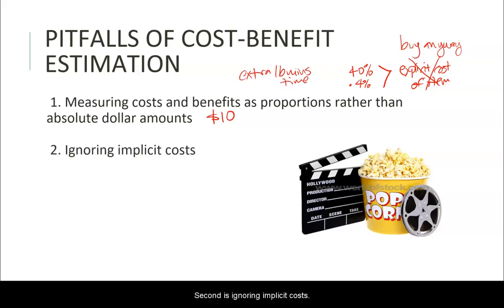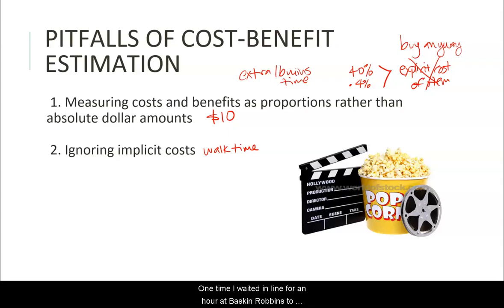Second is ignoring implicit costs. So we may have looked at it as a percentage. We may have ignored the fact that walking takes time. We do this a lot in regular life. It's like, oh, that thing is cheaper, but you might have to spend an hour driving over there to get it. Maybe it's not worth the time.